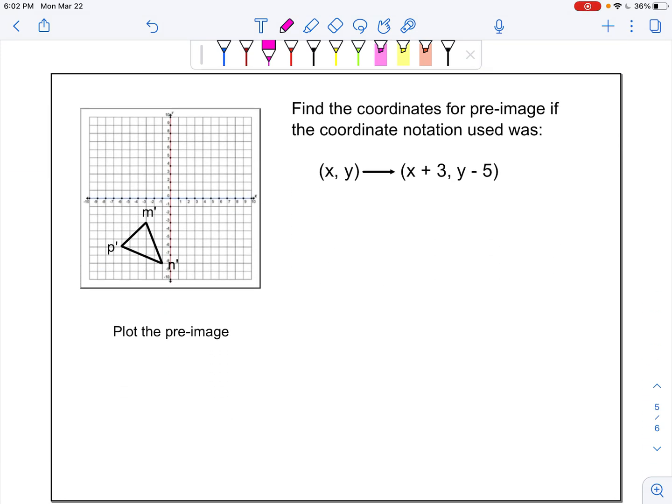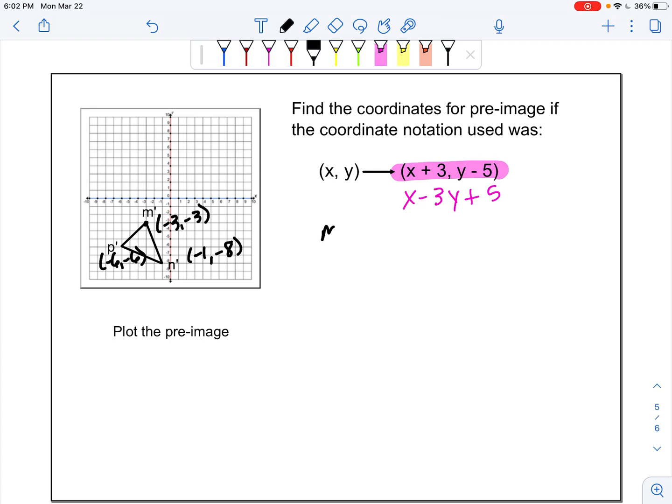And here again, find the coordinates. If that was the coordinate notation, so now I'm going to say x minus 3, y plus 5. And it wants you to find the coordinates. So let's just do this. If M is sitting here at -3, -3, we'll just do the math of it. N is at -1, -8. And P is at -6, -6.